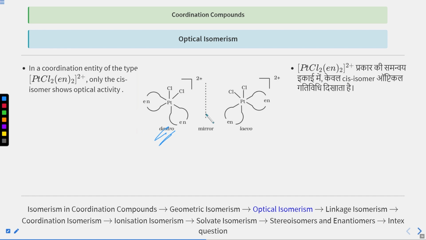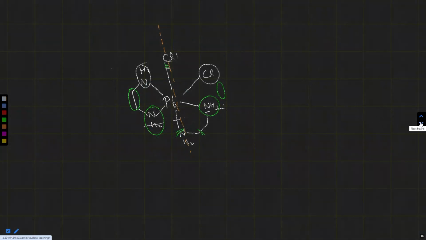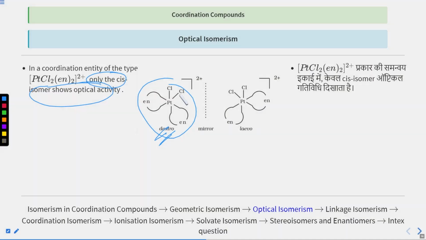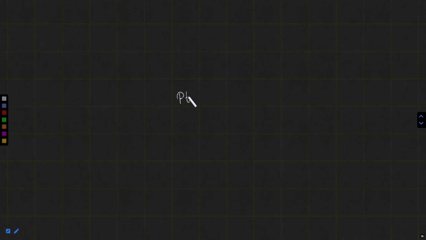Clear? Now I would say one more thing: only the cis isomer will show optical isomerism. If you draw the trans of it, you will not observe optical isomerism. So suppose I am drawing the trans one. What will be the trans one? We have Pt, NH2, two carbons, NH2.